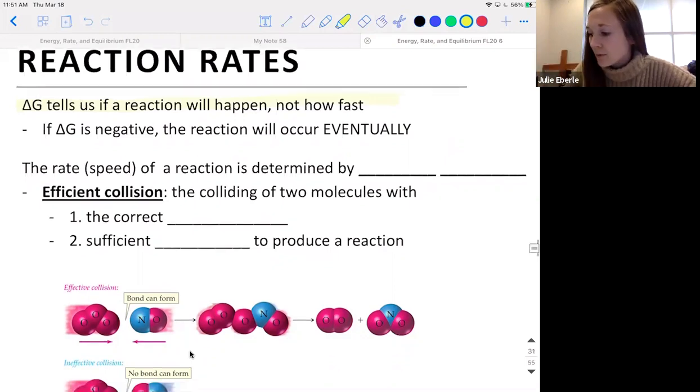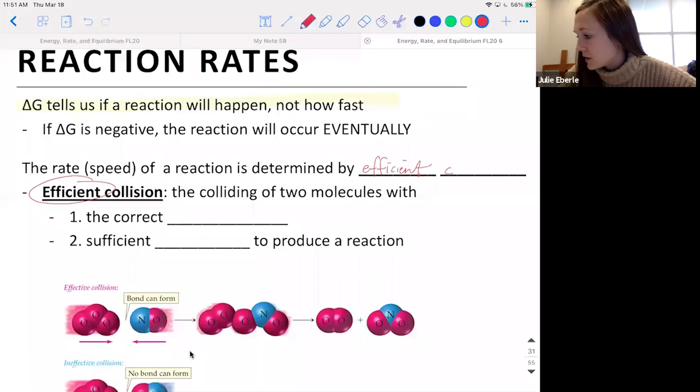Okay, that's why reaction rates are important. The rate or the speed of a reaction is determined by what? It's determined by how molecules collide. When molecules collide, that's when we get a reaction. So they have to be this word here: efficient collisions.